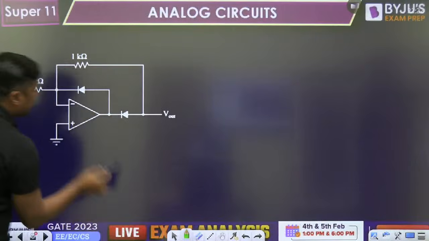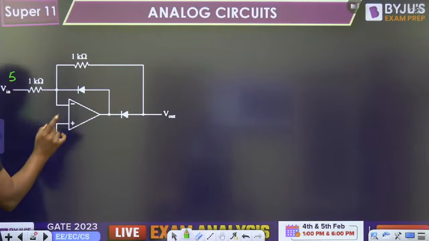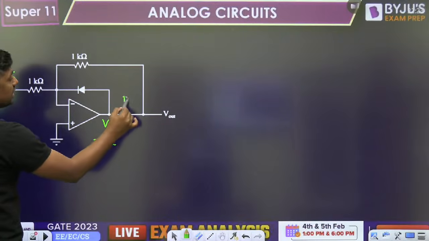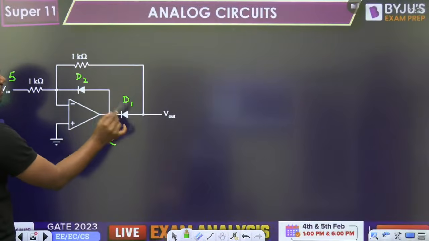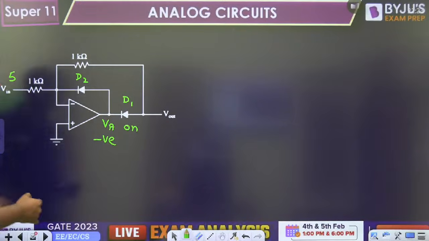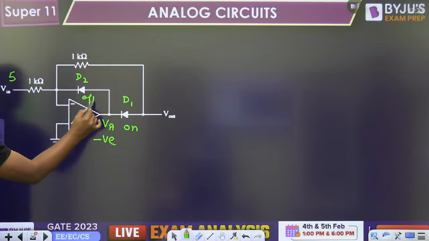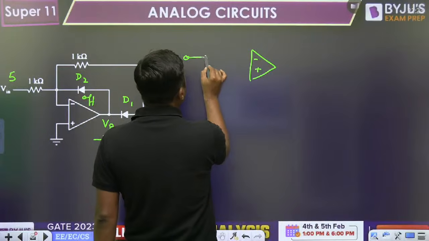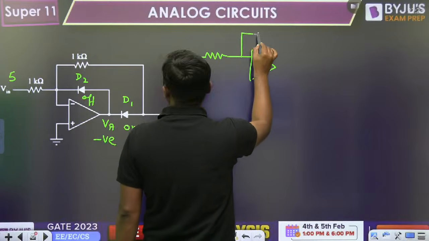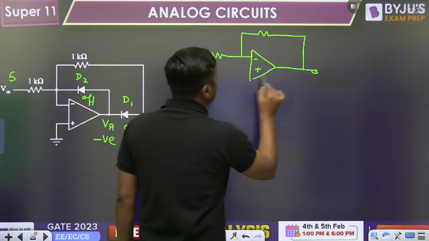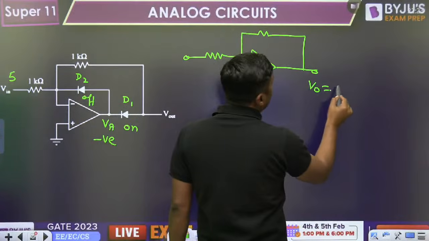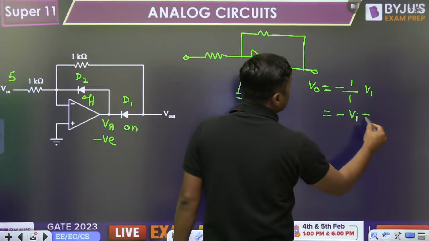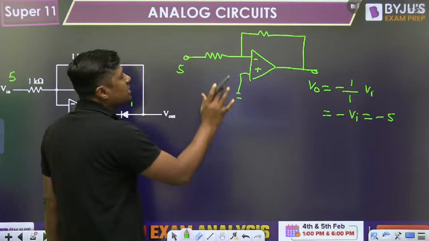How to solve this question? Standard question, 5 volt. Because of this 5 volt, because of 180 degree phase shift, what is the value of VA? Negative. Once it is negative, D1 is on, so D2 is off. First diagram, there will be the rectification, and what will be the output? Output is exactly a replica of the input but with 180 degree phase shift. So output will become minus 1 by 1 into VI, that is minus VI, that is minus 5. If it is plus 5, output is minus 5.